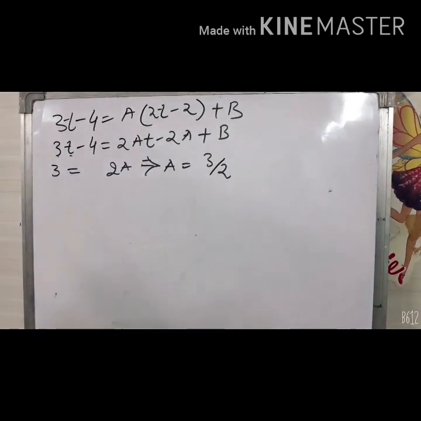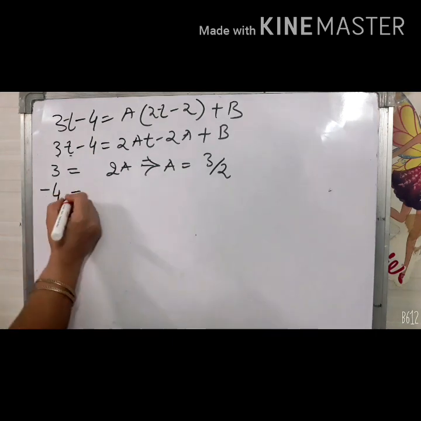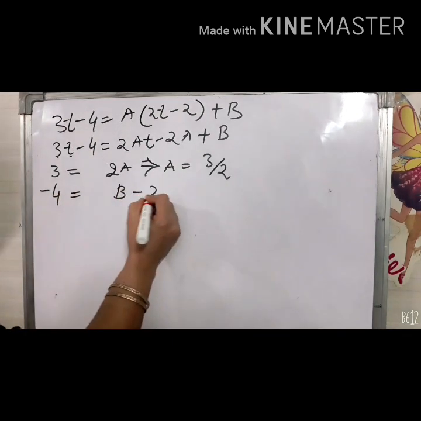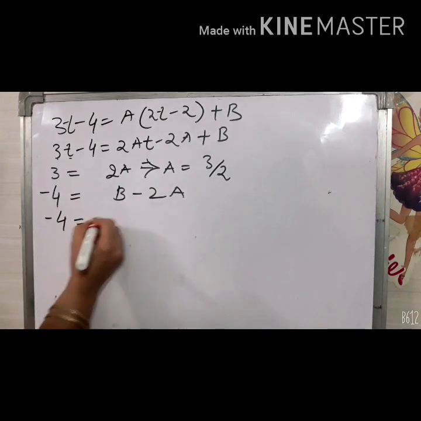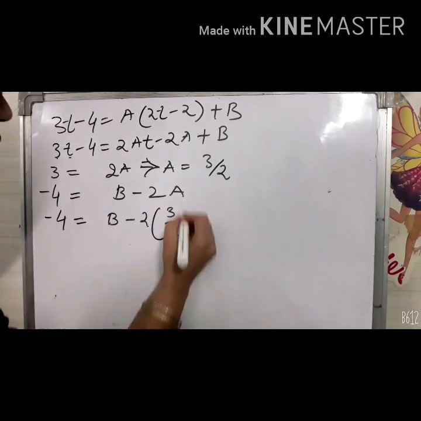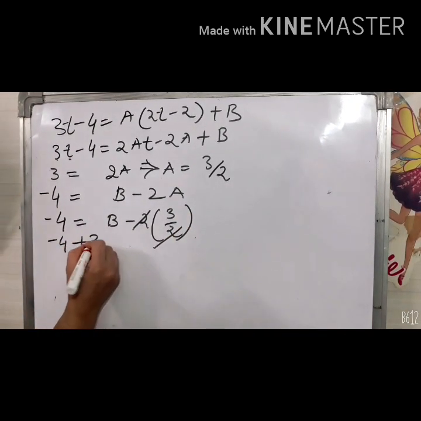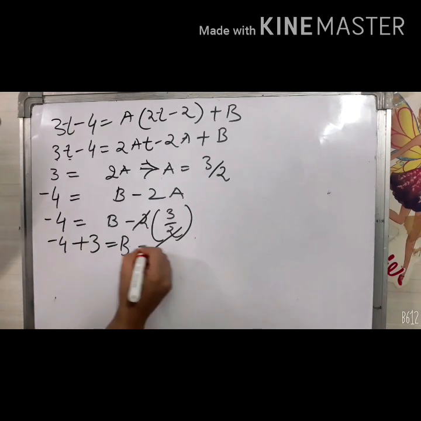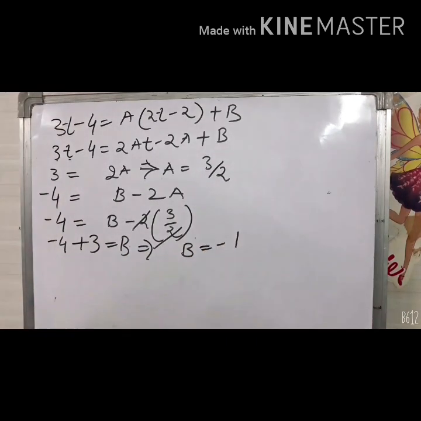Understood? Now what is the constant value here? Minus 4, and here the constant value is b minus 2a. Now minus 4 is equal to b minus 2 into 3 by 2. This and this got cancelled. Minus 4 plus 3 is equal to b. That means I got the value of b equal to minus 1.